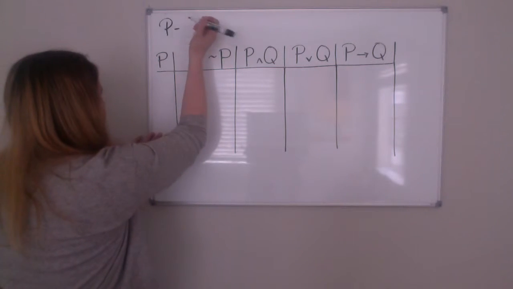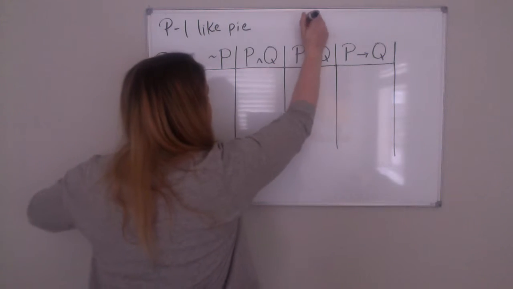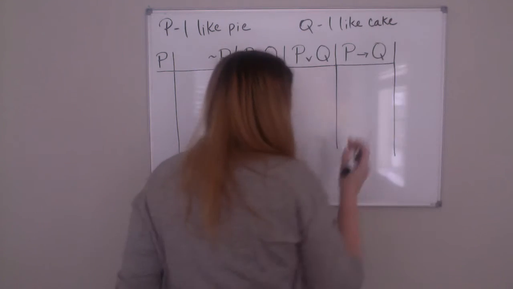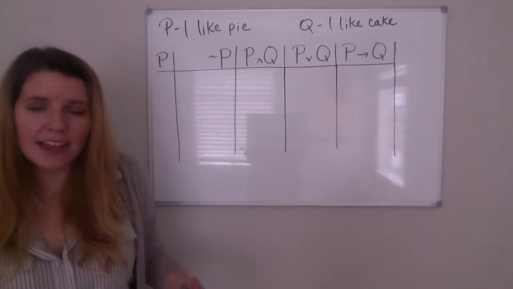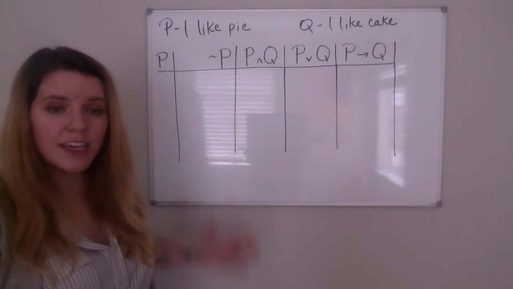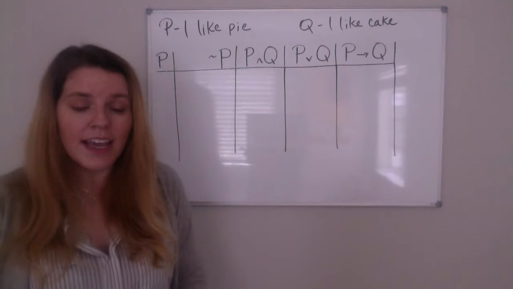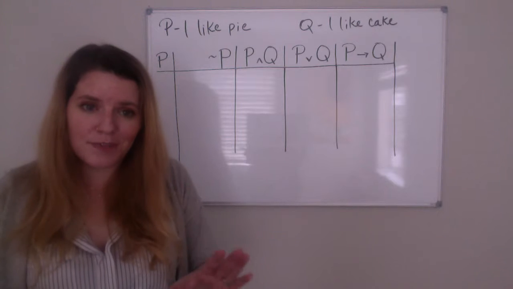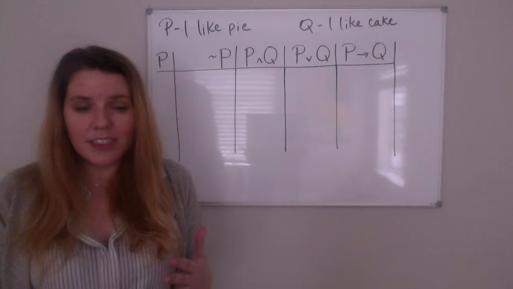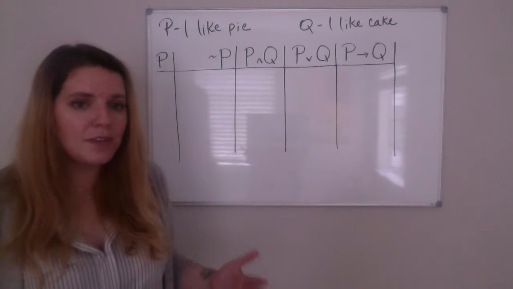Just make P something like I like pie. I'll make Q, I like cake. Okay, great. P is I like pie, Q is I like cake. How many truth values can P have? P can have two truth values, and any claim can only have two truth values. Claims can be either true or false. There's no kind of true or kind of false in logic, just like there's no kind of equals in math. So P can be either true or false.